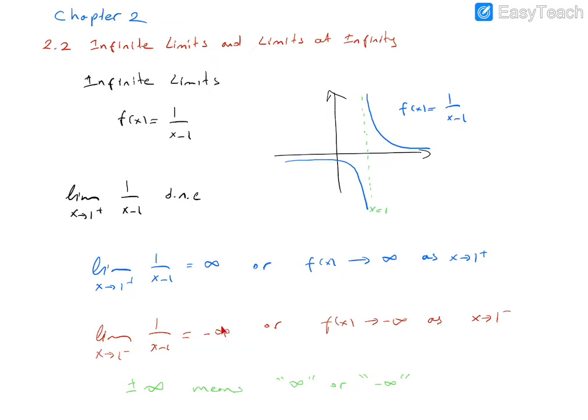No, because neither of the one-sided limits exists. Also, there is no reasonable way to use the symbol infinity to describe the behavior of f of x as x approaches 1 on both sides of 1. We say that the limit of 1 over x minus 1 does not exist. So we can express this situation: the limit as x goes to 1 of 1 over x minus 1 does not exist. You cannot say this is either infinity or minus infinity. Why?